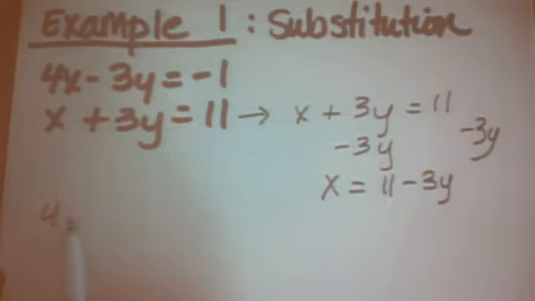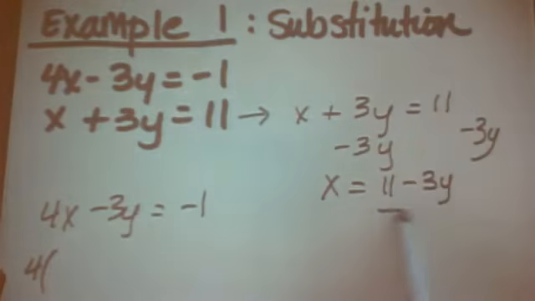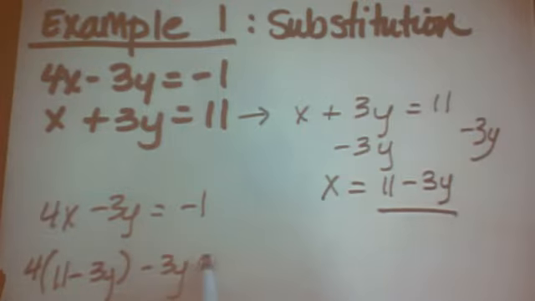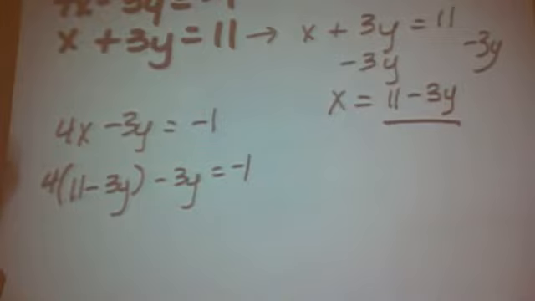So I have 4x minus 3y equals -1. This x is going to become 11 minus 3y. Minus 3y equals -1. And now I'm going to focus on the y's. And when I get done, I have to make sure I have an answer for the x and y since it's a system. So we're going to go ahead and do the substitute. Go ahead and distribute and add up like terms, and let's see what we get for y.